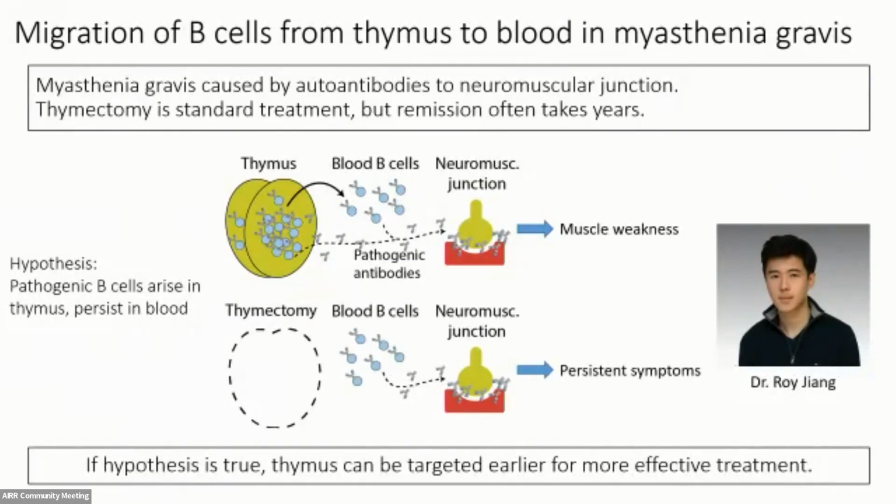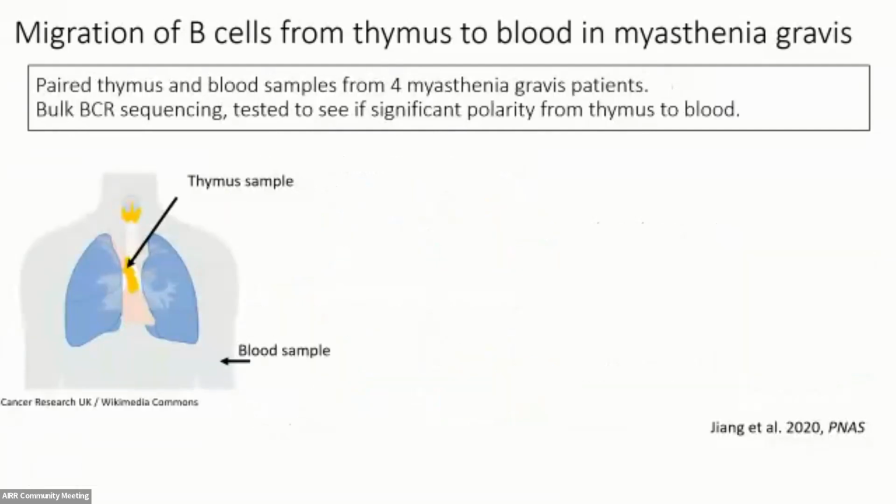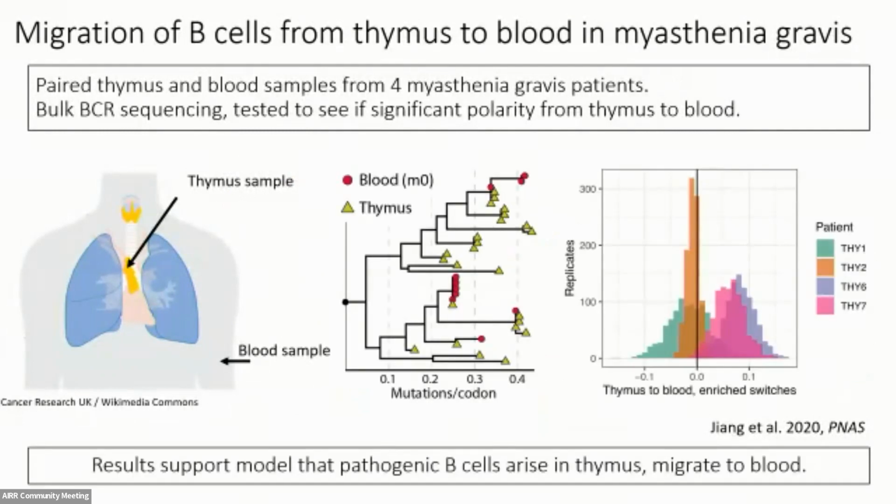As this model would predict, when we remove the thymus in thymectomy, we remove the source of these pathogenic B cells, but the B cells that escaped remain in the periphery where they can continue to cause disease. To test this hypothesis, we obtained paired thymus and blood samples from 4 myasthenia gravis patients. We found a substantial amount of clonal overlap between the thymus and the blood, and this tree in the middle is a representative tree of those patients.